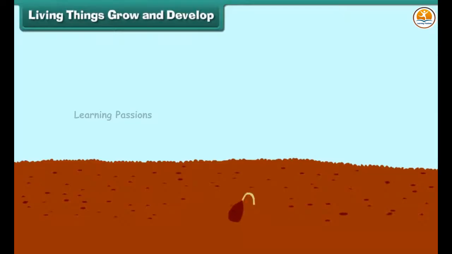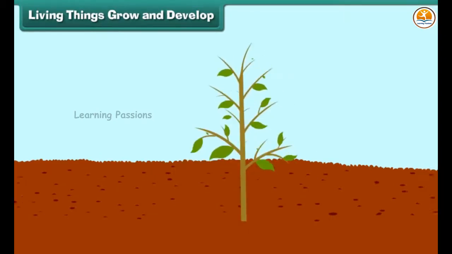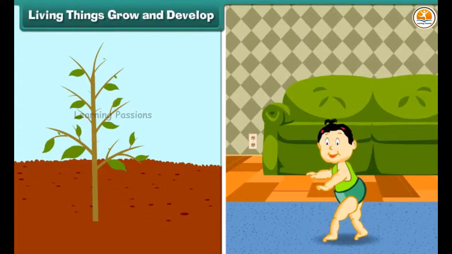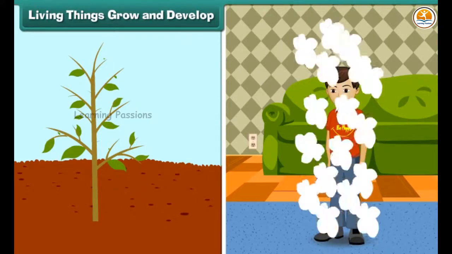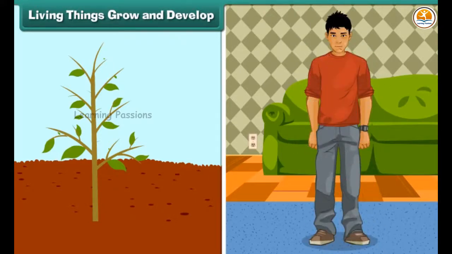Living things grow and develop. All organisms grow and develop. Growth results in an increase in size, weight, and synthesis of new protoplasm. In animals, growth is limited to a certain age, while plants grow all their life.